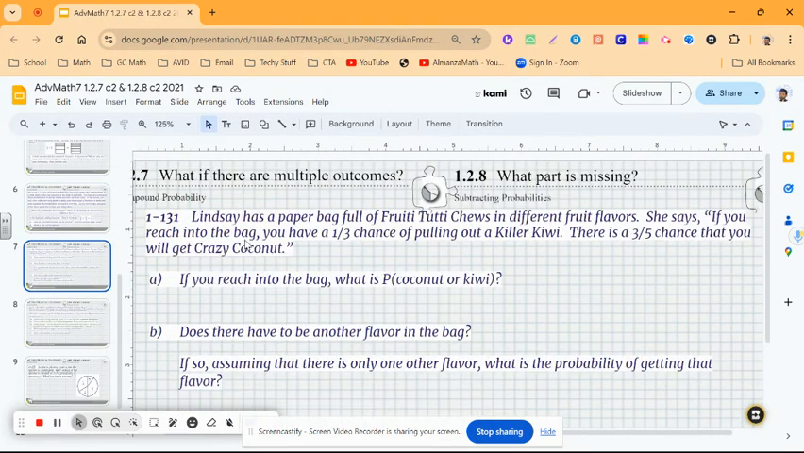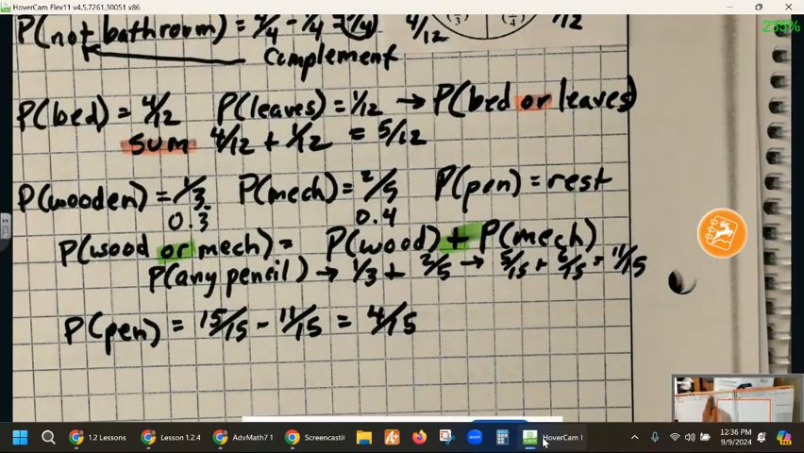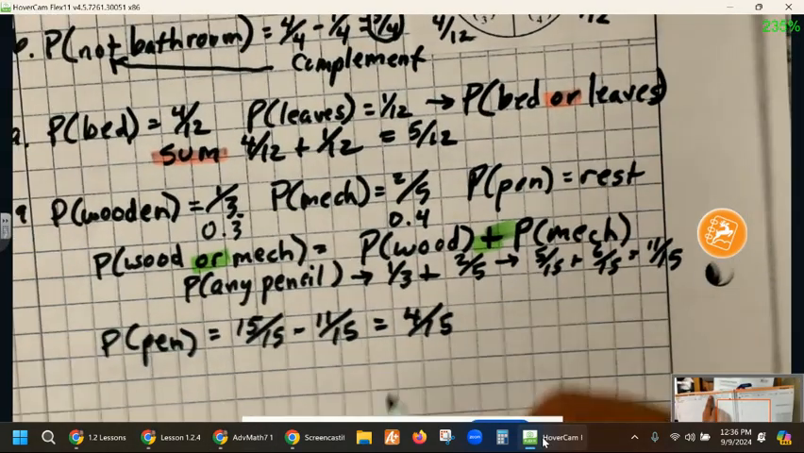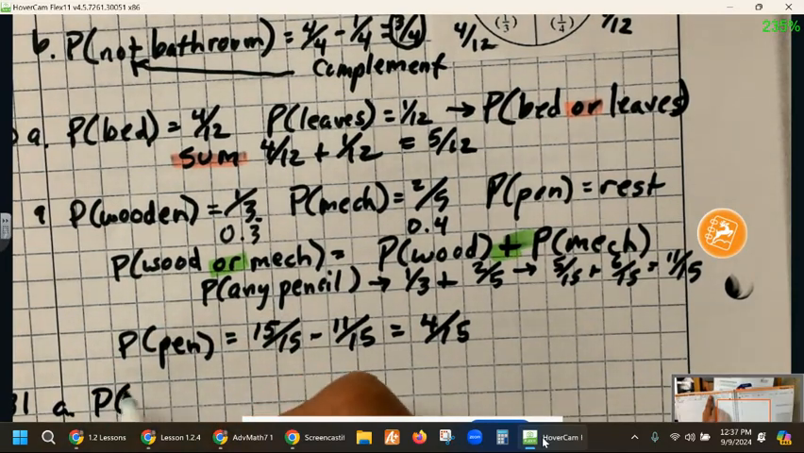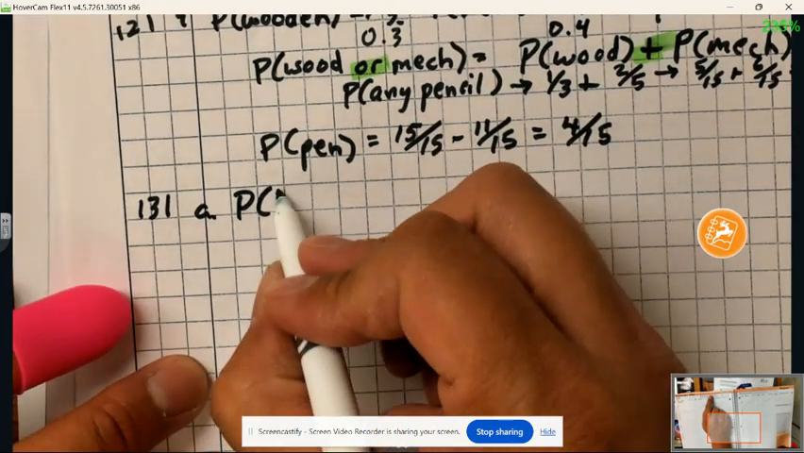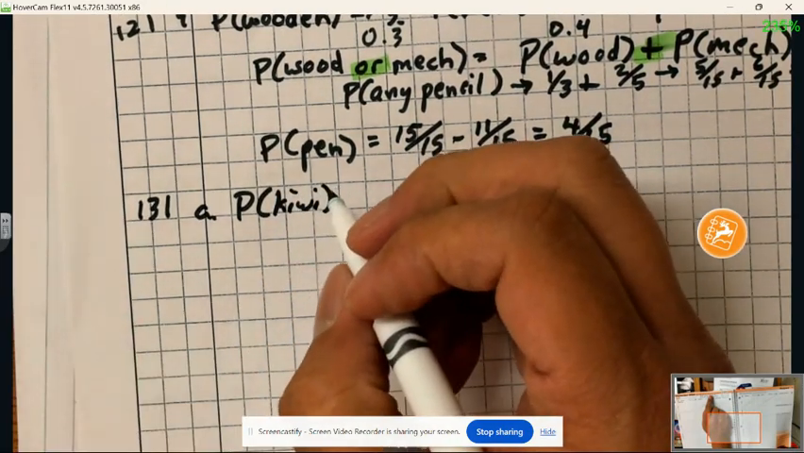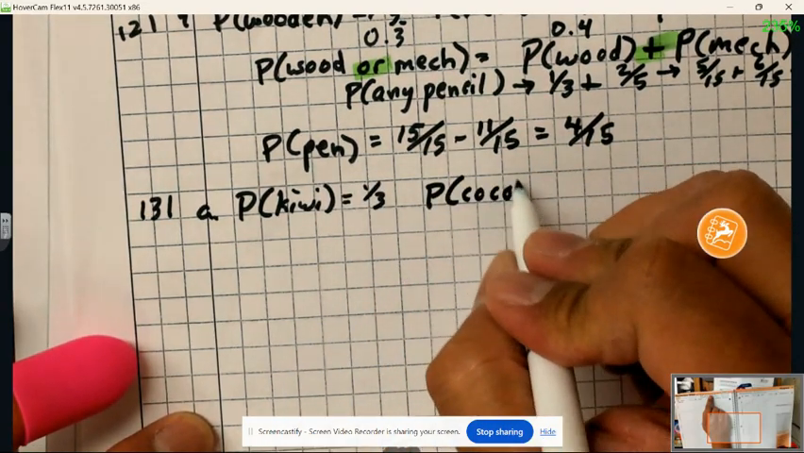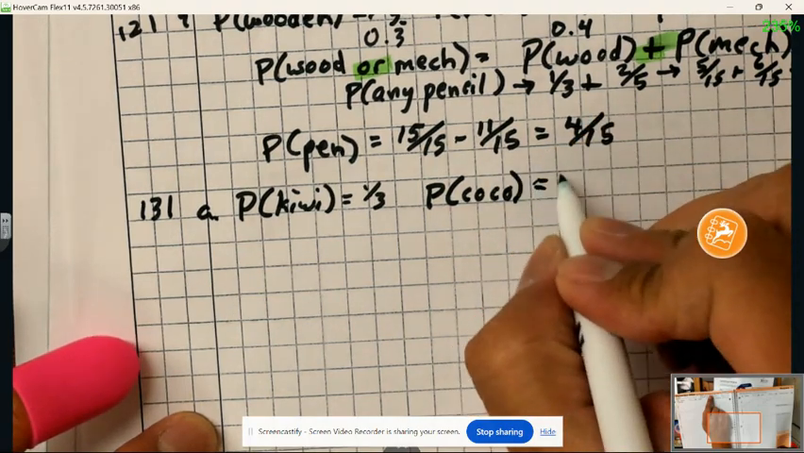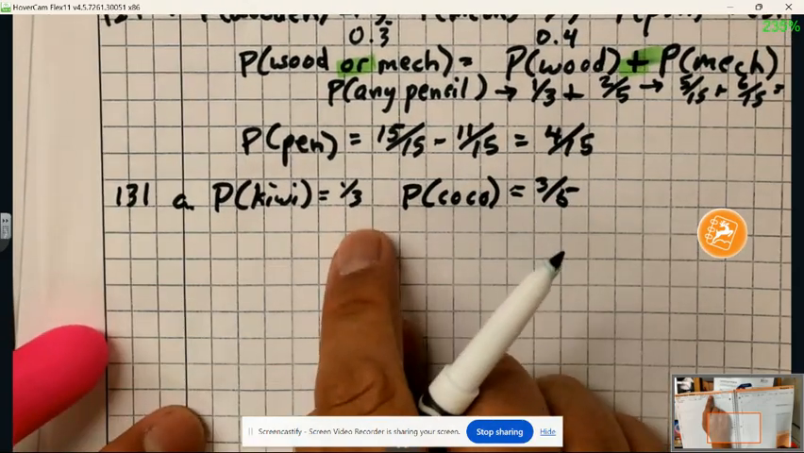Okay, so Lindsay has a full bag of Tutti Frutti Chews in different flavors. If you reach into the bag, you have a 1/3 chance of pulling out a killer kiwi. There's a 3/5 chance that you'll get crazy coconut. What is the probability of coconut or kiwi? Alright, so let's set that up. This is number 131 in the book. So you have the probability of kiwi is 1/3, and the probability of coconut is 3/5. What is the probability of getting kiwi or coconut?